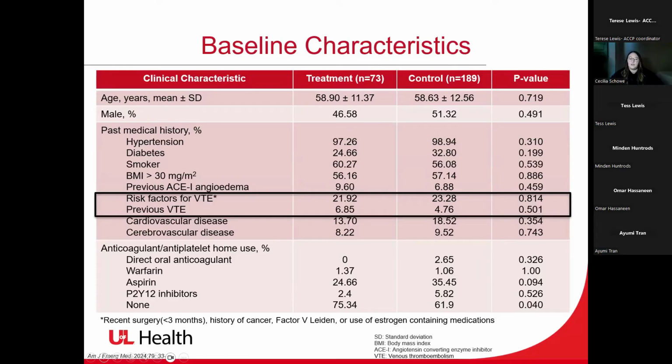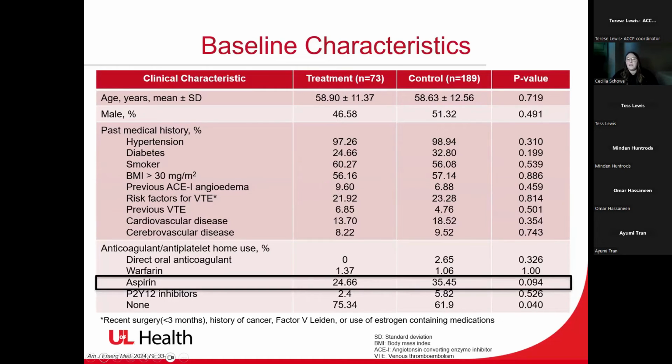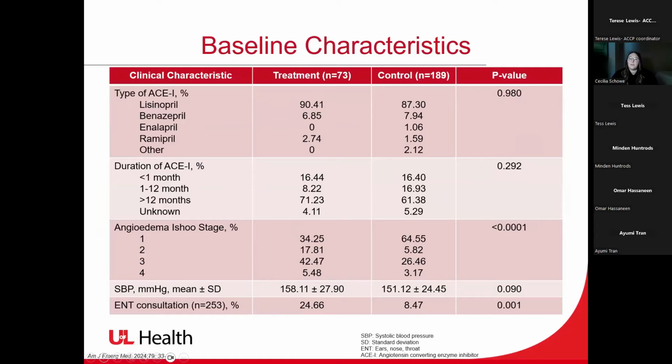So this was patients who had a recent surgery within 3 months, history of cancer, factor V Leiden, or the use of estrogen-containing medications. Also, you can see there was a little bit higher use of aspirin in our control group. This is really significant, mostly because NSAIDs can potentially be a cause of angioedema. So slightly higher in our control group, but not statistically significant between groups. We look at some other baseline characteristics. You can see almost all patients were on lisinopril, with about 90% in both groups.